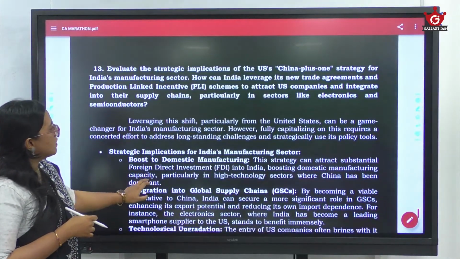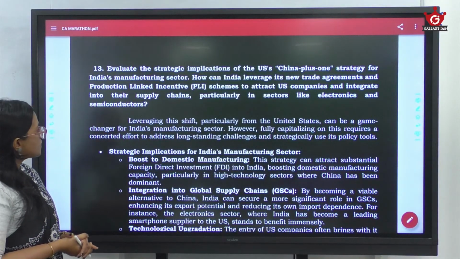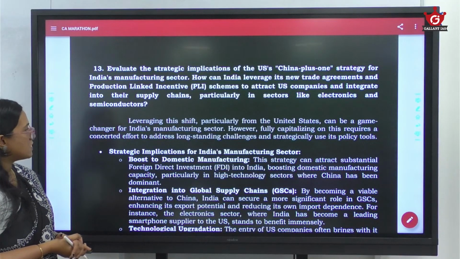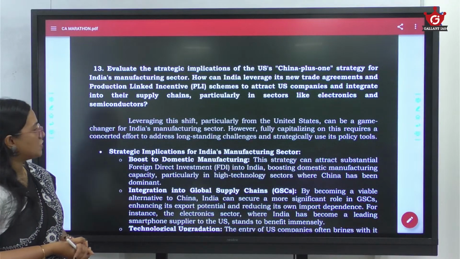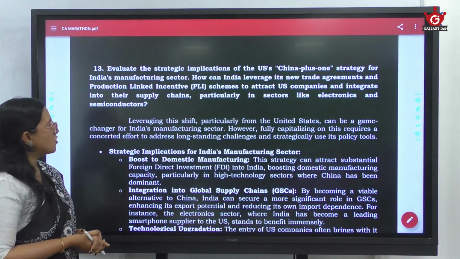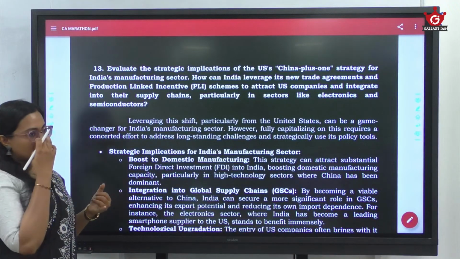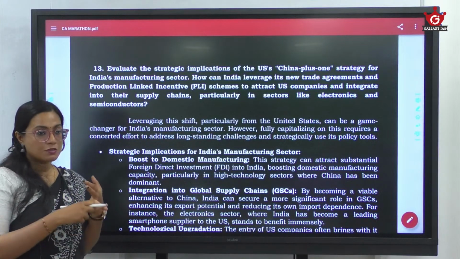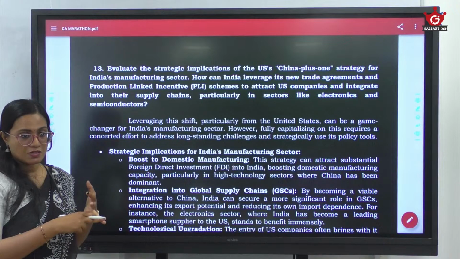Evaluate the strategic implications of the US-China plus one strategy for India's manufacturing sector. How can India leverage new trade agreements and production-linked incentives to attract US companies and integrate them into the supply chains, particularly in sectors like electronics and semiconductors? So it's actually talking about how this China plus one strategy is helping the manufacturing sector, with special focus on electronics and semiconductors.